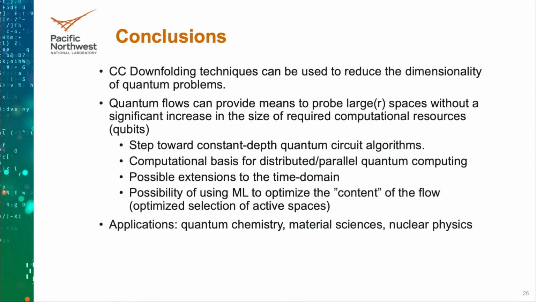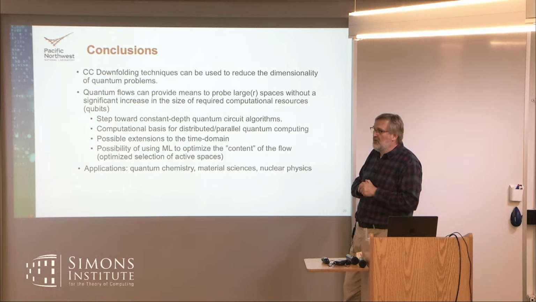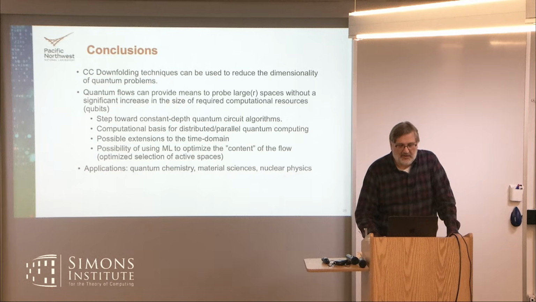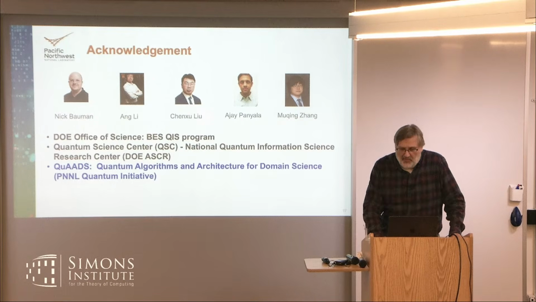Conclusions. So the most important information about quantum flow: we can tune to the existing hardware and provide algorithms which are expressed in terms of constant depth quantum circuits. So this is probably the most important. It's a good target for parallel quantum computing, with possible extension to the time domain. As I said, machine learning might be used to optimize the choice of the active spaces for the quantum flow. So this is a team of people who are working on that.